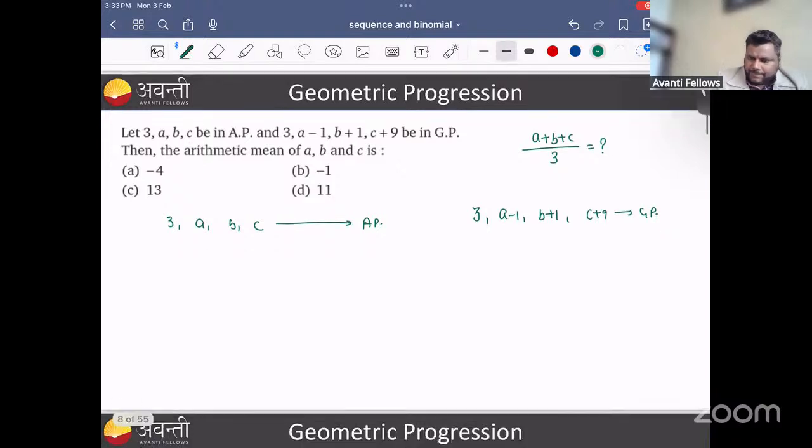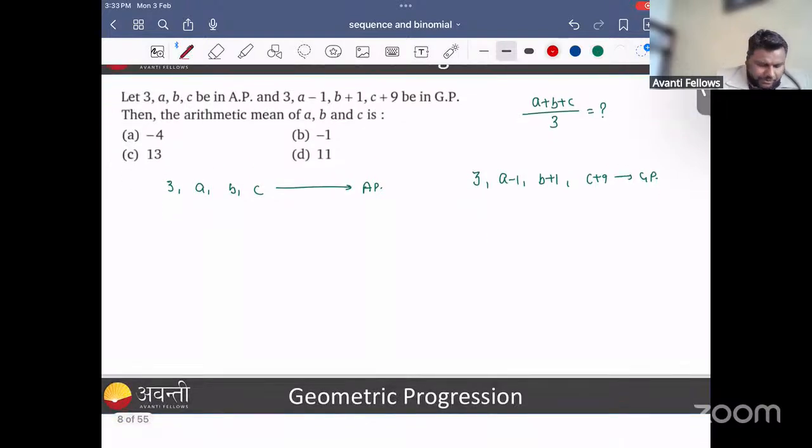Now see, three terms they're talking about. Let us say this is 3 only. Let us take A as 3 plus D, B as 3 plus 2D, and C as 3 plus 3D. Got it? So these are, I assume, three terms in AP. Now here, what it will be? This 3 will remain 3.